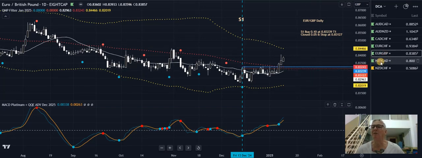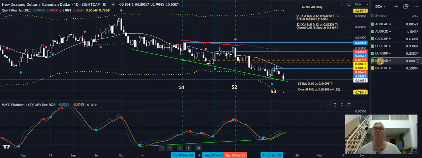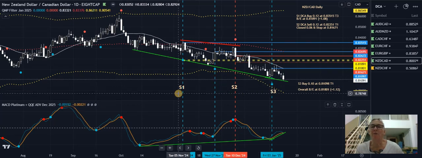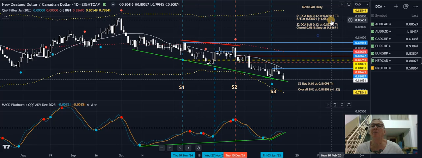All right, New Zealand CAD, this is one that's caused me a bit of grief. All right, I messed this up. There's good news and there's bad news. Let's go to the bad news first. Sequence 1 is still running. So it's a buy there, second buy, third buy for sequence 1. So we're in 3 buys.